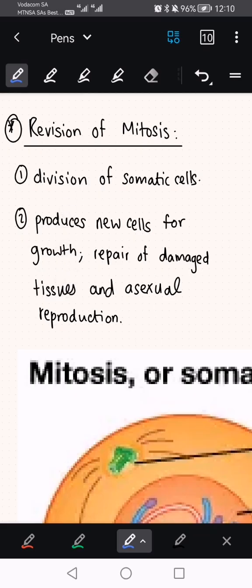Also, when you have a scab and as the scab is healing, if you have an injury and the scab forms, that is mitosis taking place, because under the scab what is happening is your cells are being replicated in order to make sure that skin reappears. That is mitosis, the repair of damaged tissues. And skin, being an organ, is obviously comprised of tissues.